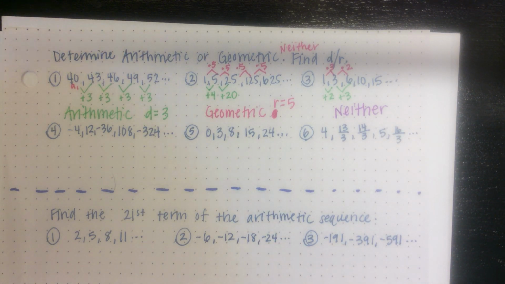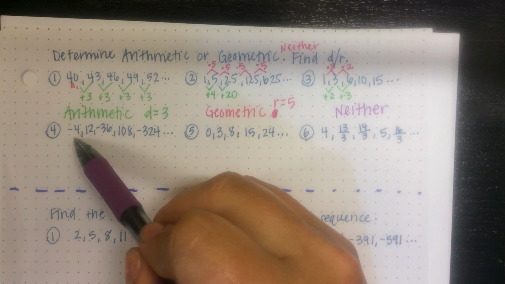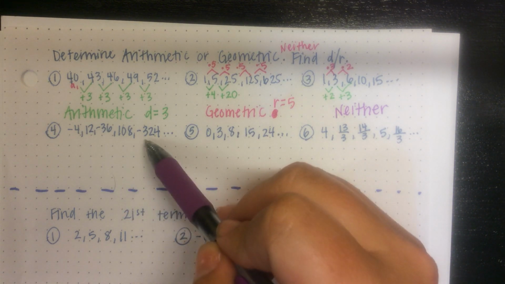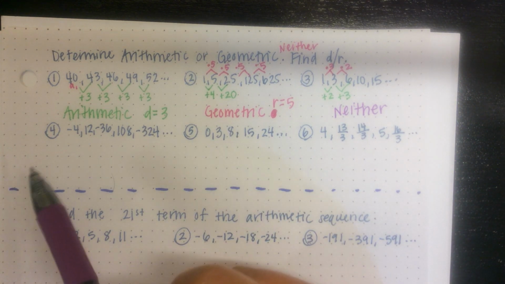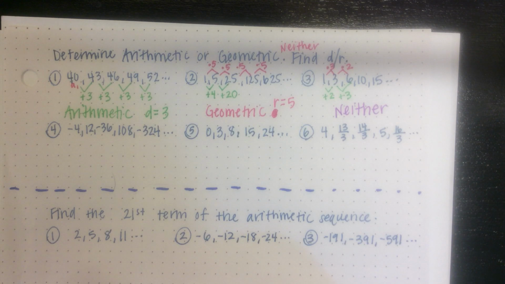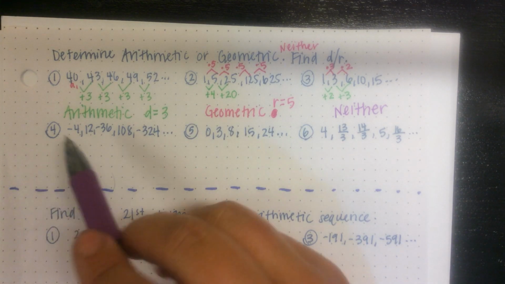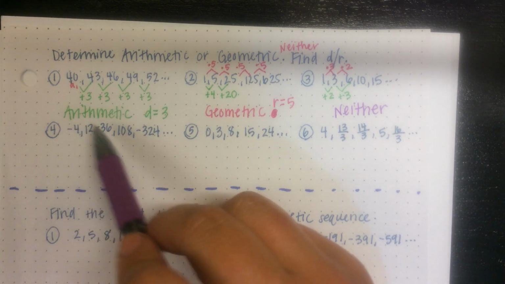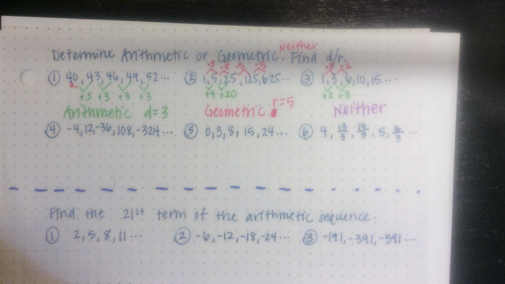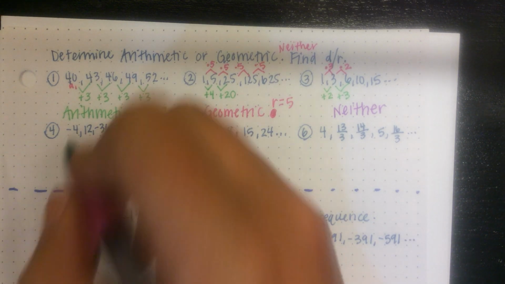Okay, for the next one, I've got -4, positive 12, negative 36, positive, negative, positive, negative. As soon as you start switching positives and negatives, you know automatically it can't be arithmetic, because there's no way I can add the same number and go back and forth. So as soon as you have alternating signs, there's no way it can be arithmetic. So we're going to try geometric.